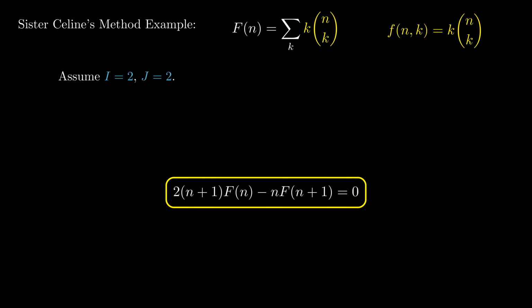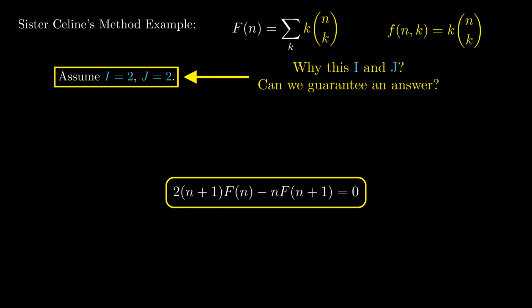However, there are probably still some questions that remain. For starters, how can you guarantee that all hypergeometric sums will have a solution by this method? Suppose your choices for I and j give you no solution. Is there actually no solution, or did you just not pick a large enough I and j? How can you tell?